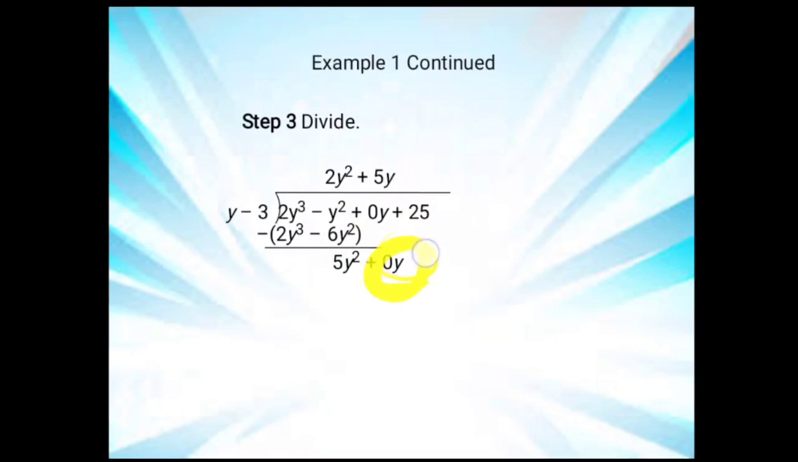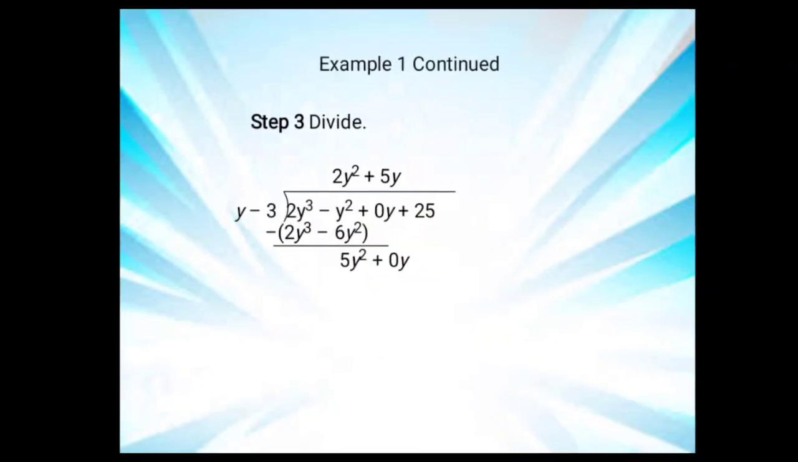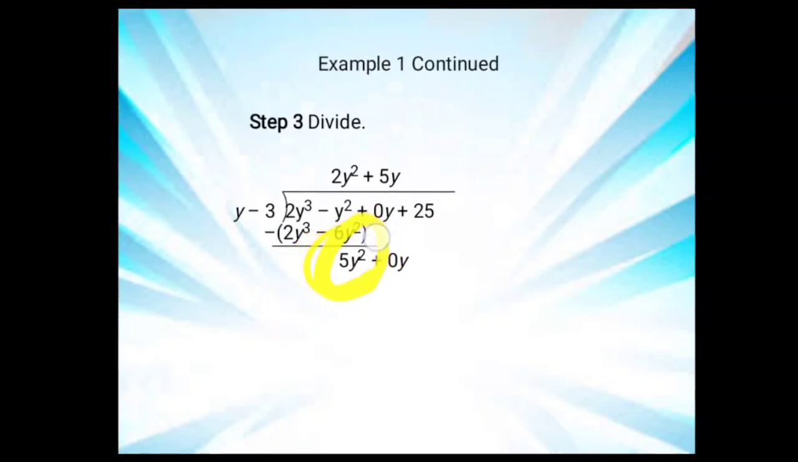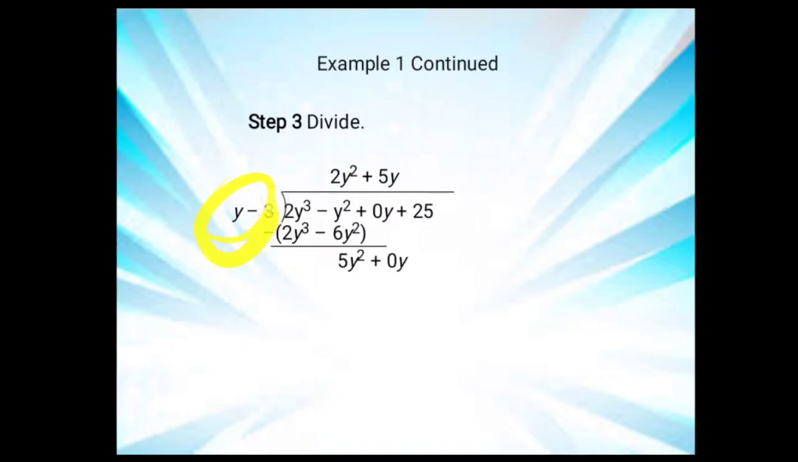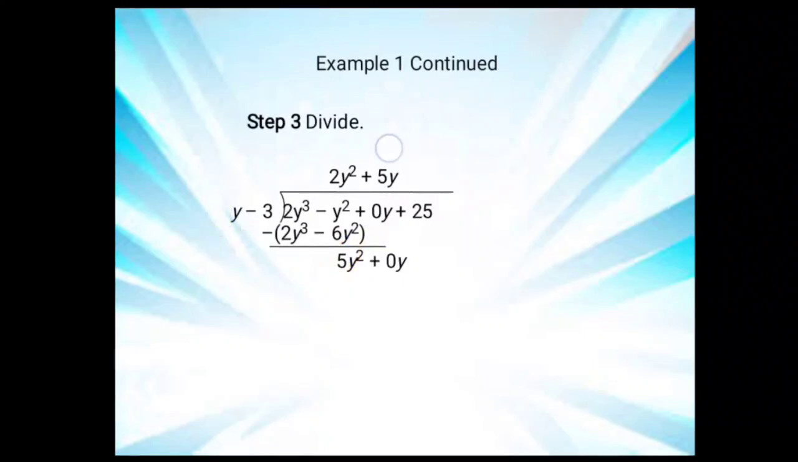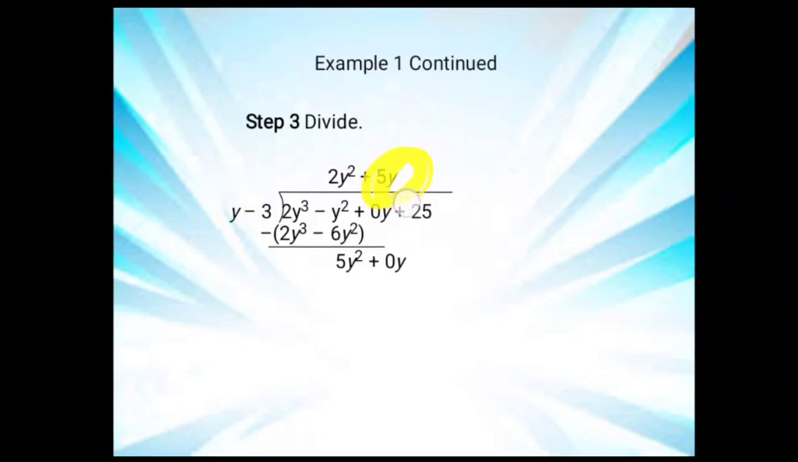Okay, 0y. Now, let's focus on how we are going to eliminate this 5y squared. Okay, so to make it possible, you have to divide it again by the first term of the divisor, which is y. So, 5y squared divided by y. So, 5 divided by 1, that is 5. Then y squared divided by y, that is y. Okay? We subtracted their exponents.